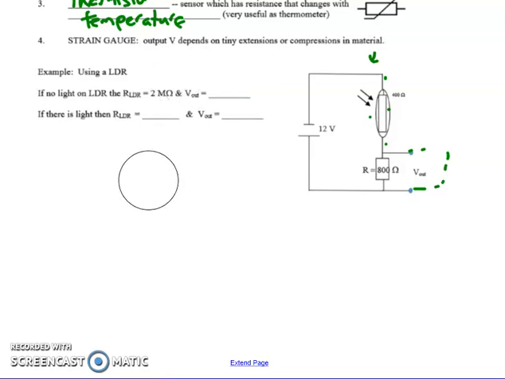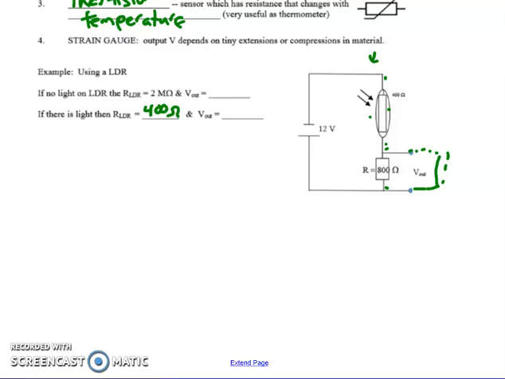Now we shine light on it. And when we shine light on it, the resistance of the LDR drops dramatically, orders of magnitude, to 400 ohms. So what is going to be the output voltage across here? What share of the 12 volts is it going to get? There's a lot of ways we can do this. You can figure out the effective resistance of the circuit, therefore the current, and then do Ohm's law.